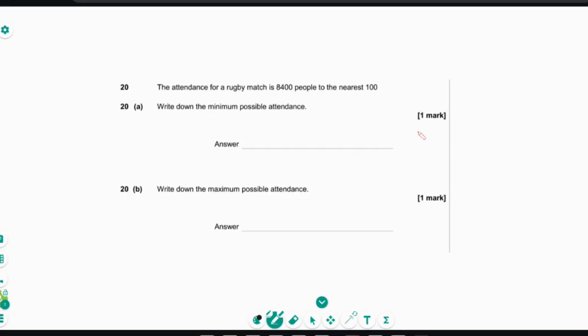The attendance for a rugby match is 8,400 people to the nearest 100. The minimum possible attendance, half of 100 is 50, take off 50, 8,350. The maximum possible attendance, well, if I added 50, 8,450 would be the upper bound, but because we're dealing with people, 8,450 would round up, so it's 8,449.